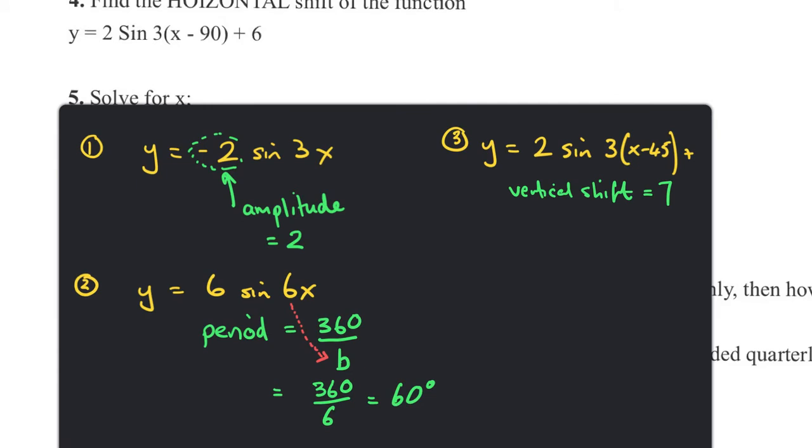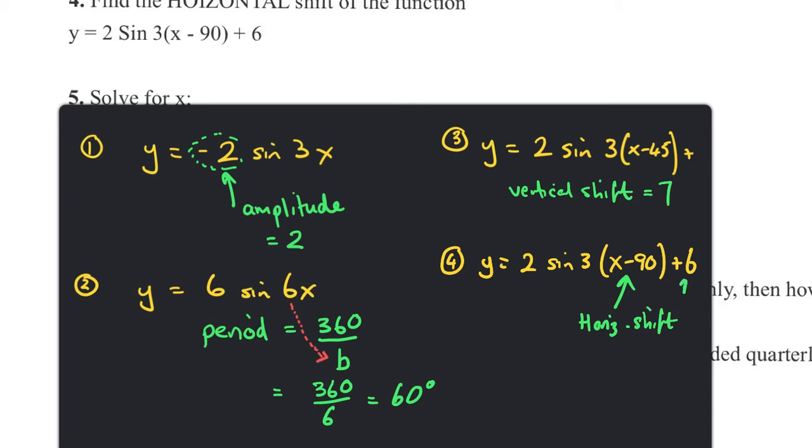Question 4, find the horizontal shift. 2 sine 3 bracket x minus 90 plus 6. The horizontal shift we find in here. The plus 6 would be the vertical shift, up 6, but we're trying to find the horizontal shift. It acts opposite, so minus 90 would equate to right 90. It's actually 90 degrees right. If it was a plus, then it goes to the left, and if it's a minus, it goes to the right. And of course, for vertical shift, plus means up and minus means down. Just something to remember.